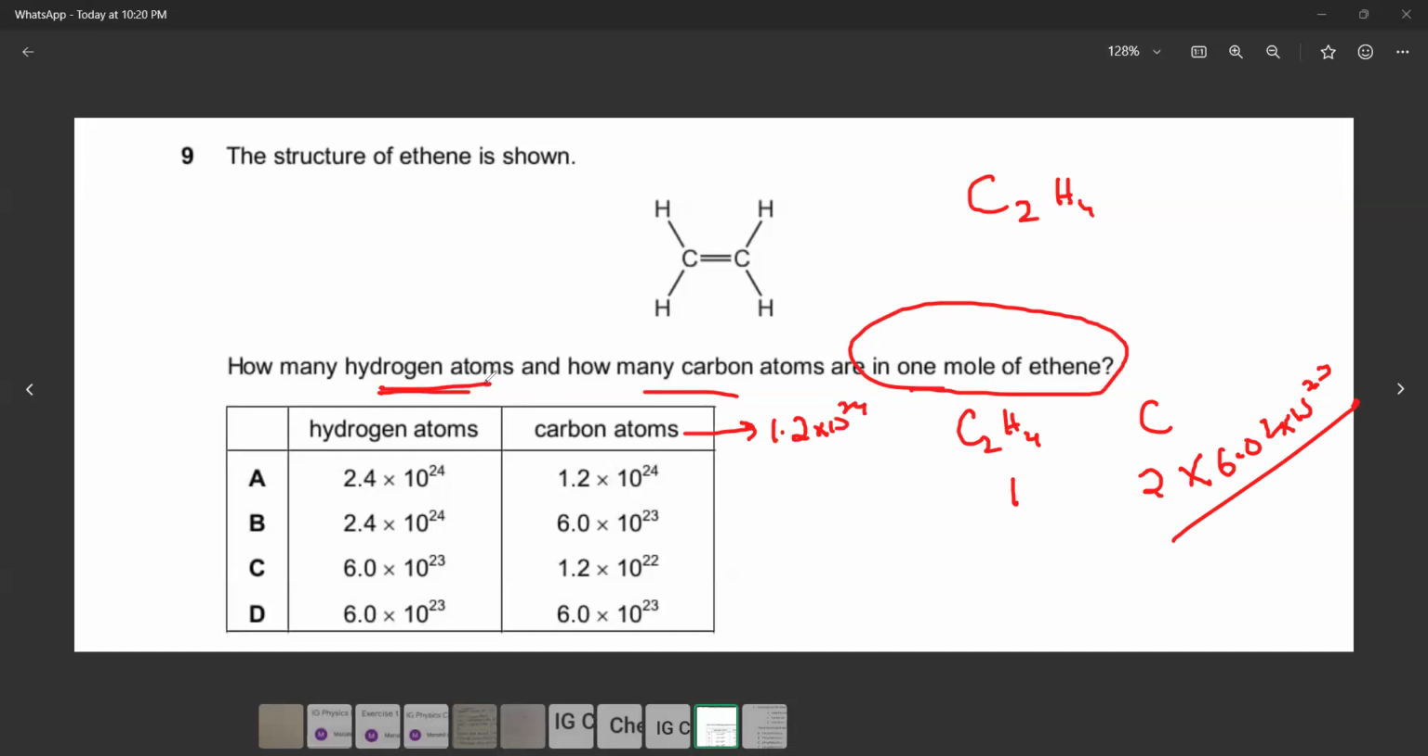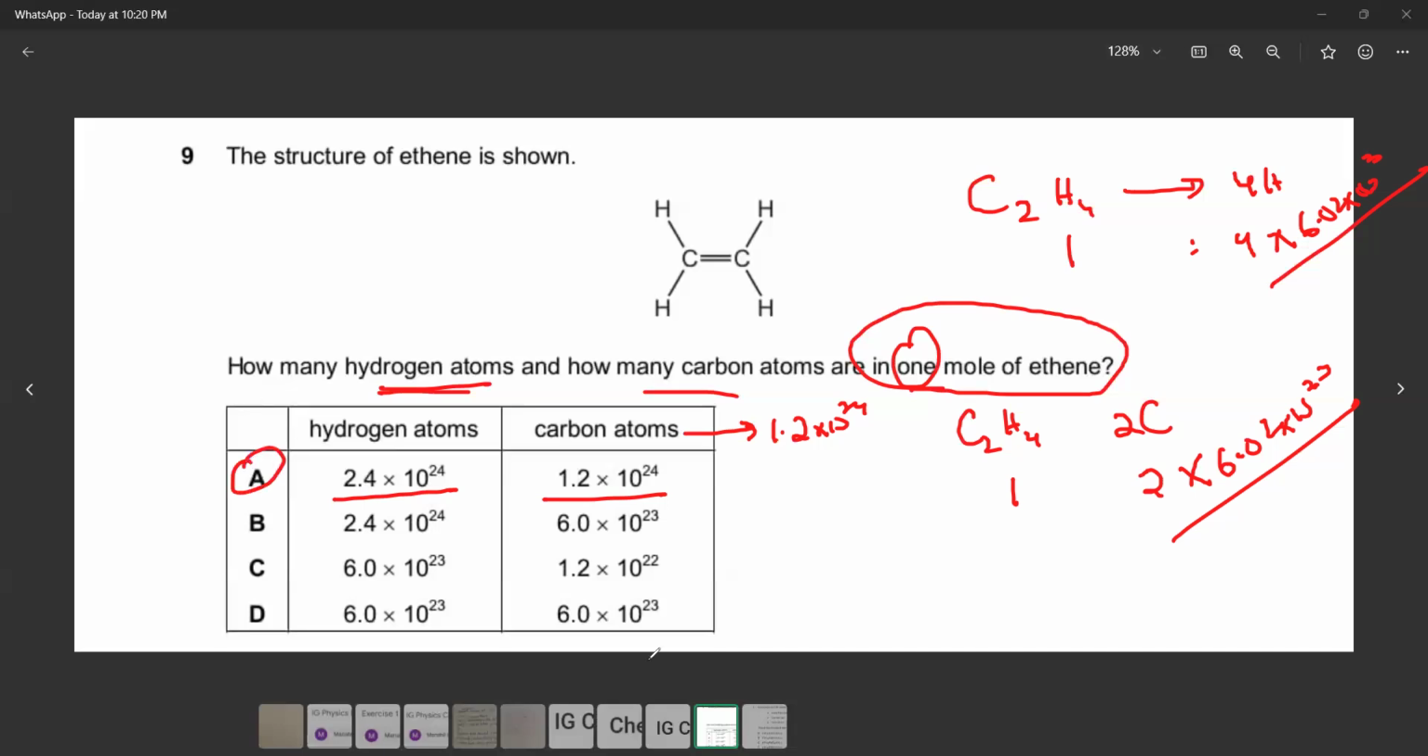And how many hydrogen atoms are there? What is the ratio? One molecule contains 4 hydrogen atoms, so the ratio is 1 to 4. In the question they ask for 1 mole. So 1 mole will have 4 moles of hydrogen, and then we multiply by Avogadro's constant, 6.02 × 10^23. So 4 multiplied by 6.02 × 10^23, what do we get? We get 2.4 × 10^24. So 1.2 × 10^24 will be the carbon atoms and 2.4 × 10^24 will be the hydrogen atoms.